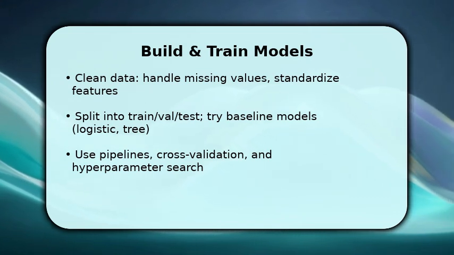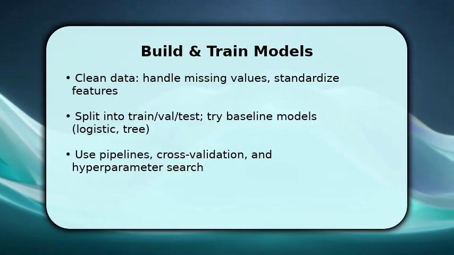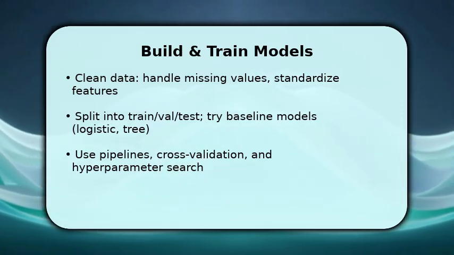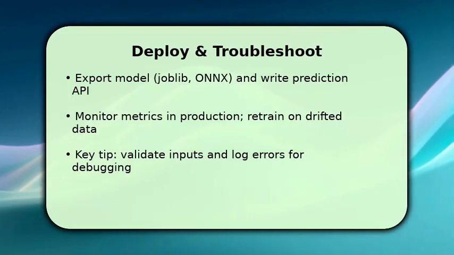Once you have a solid baseline, increase complexity or try ensembling for better results. You finish by packaging and deploying a stable model. Export the trained artifact, joblib or ONNX, write a minimal prediction API, and containerize with Docker for reproducible runs.